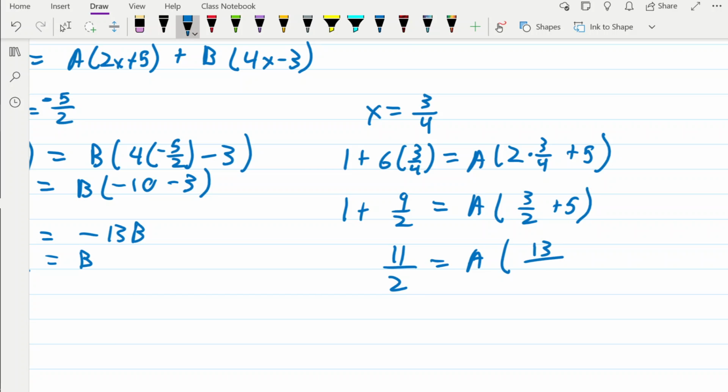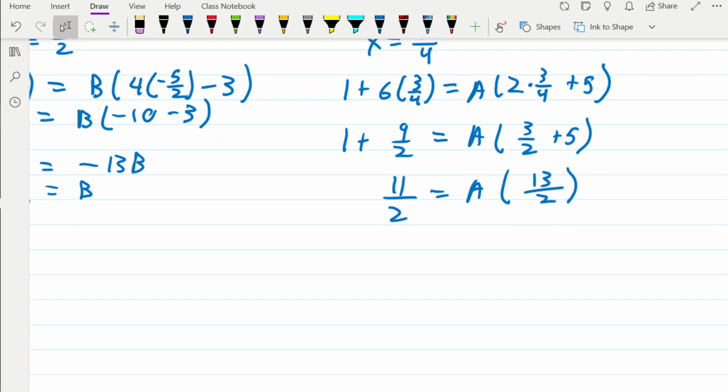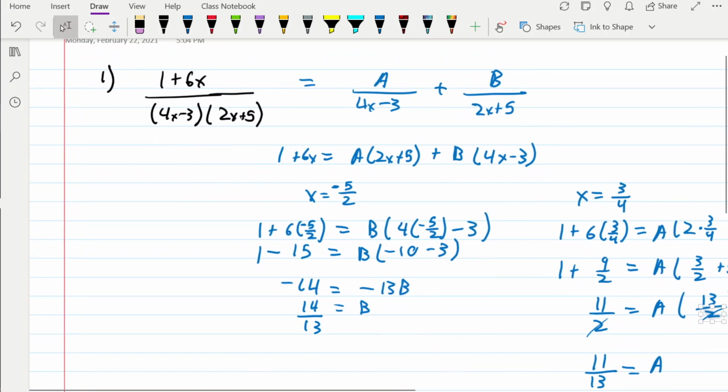That'll be 13 over 2. Then we can multiply by 2 on both sides, and then divide by 13. So 11 over 13 equals a. And then let me just check the answers real quick. Oh, we don't actually have to determine the numeric value of this. Guess it's a little extra then. We just had to determine the form.